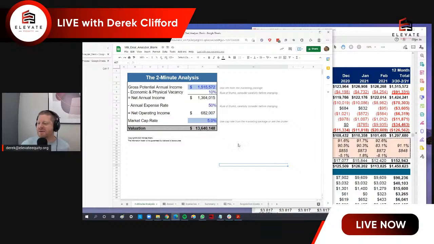So I would do this 2-minute analysis, plug in the info here, and keep everything else the same. I would keep the 10% economic and physical vacancy and a 50% expense ratio, because that's generally what a property will do over time if it's run really well. And that, of course, is you. You will be running the property very well because you're very well prepared and you're watching this video.